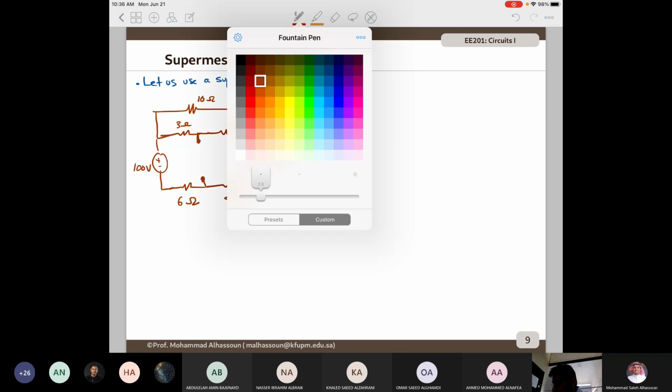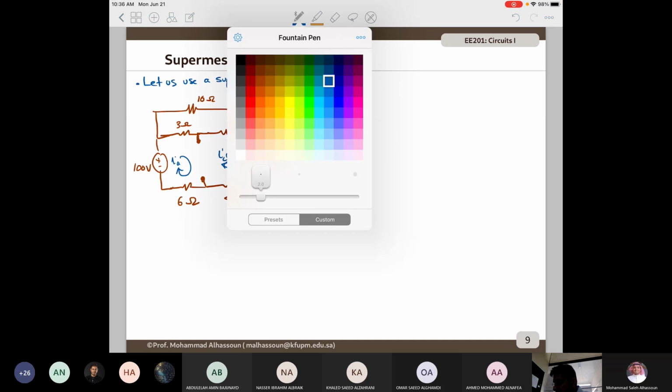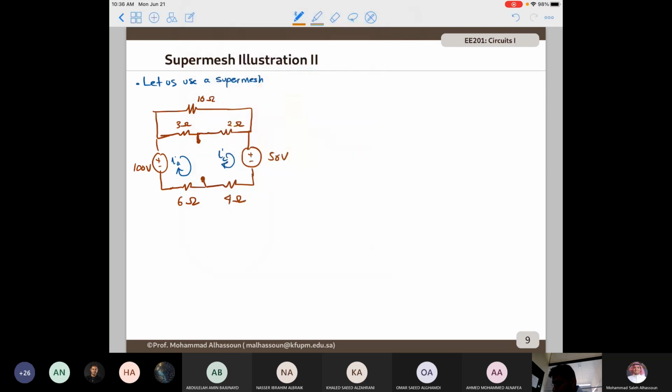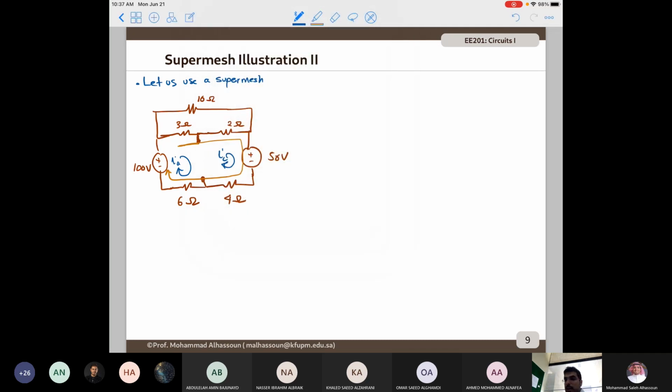So what I'm doing here, I'm creating some sort of a big mesh. So this is IA, this is IC. Okay, let me use a different color. This mesh here. So I have a bigger mesh here. That's why we call it super mesh. And in this case, let's apply standard KVL here in this super mesh.